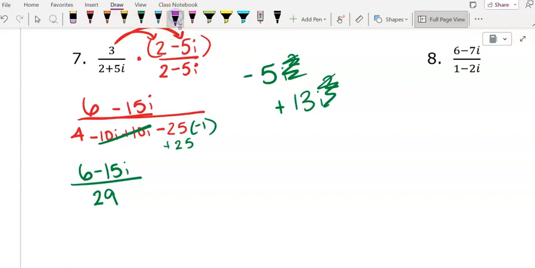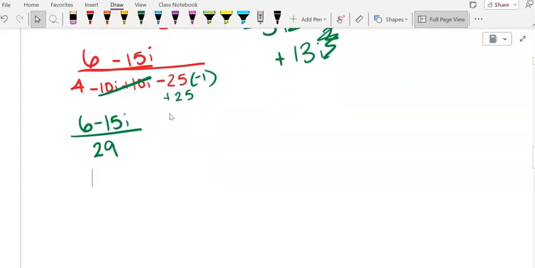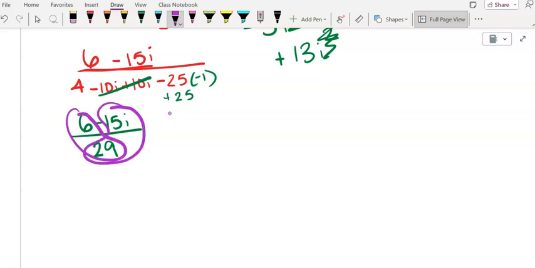Now, to write this in its finalized, complete standard form, a plus bi, that means that I've got to split this, okay? I have one fraction here, and I have another fraction here. So I have 6 over 29 minus 15i over 29. And if you could reduce either one of them, you would. In this case, I can't. So this is what I have. This is my complex number. This is a plus b. My b is 15 over 29, i.